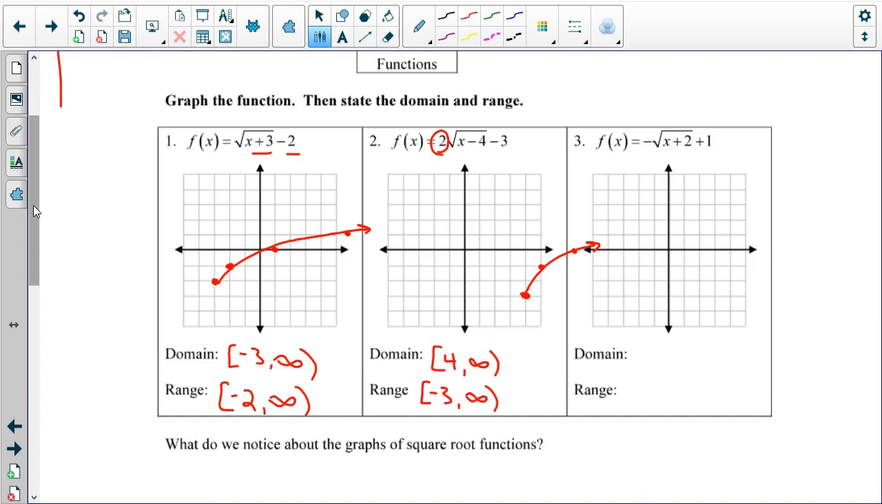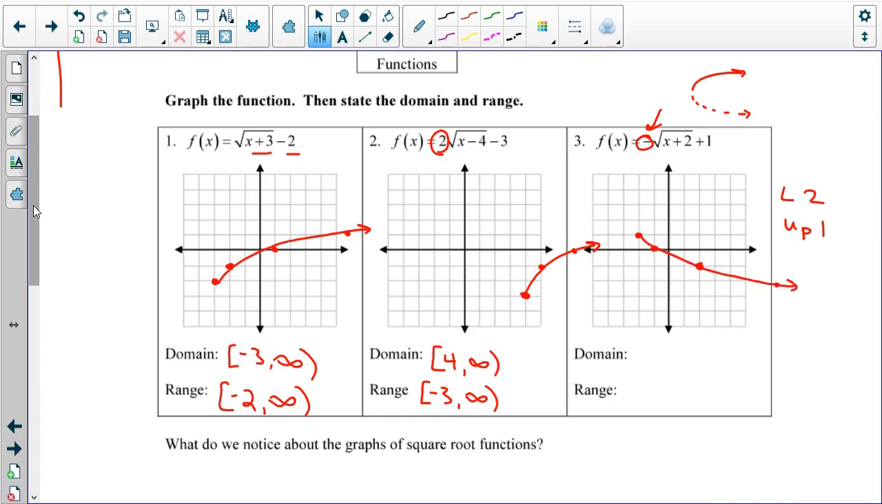Problem 3, I have a left shift of 2 and an up shift of 1. So I'm 2 to the left and then 1 up. And then I have a vertical reflection. So the normal graph looks like this, but it's going to be mirrored on the other side since I have the negative in front. So it's over 1, down 1, over 4, down 2, over 9, down 3. And so that's what my graph looks like.